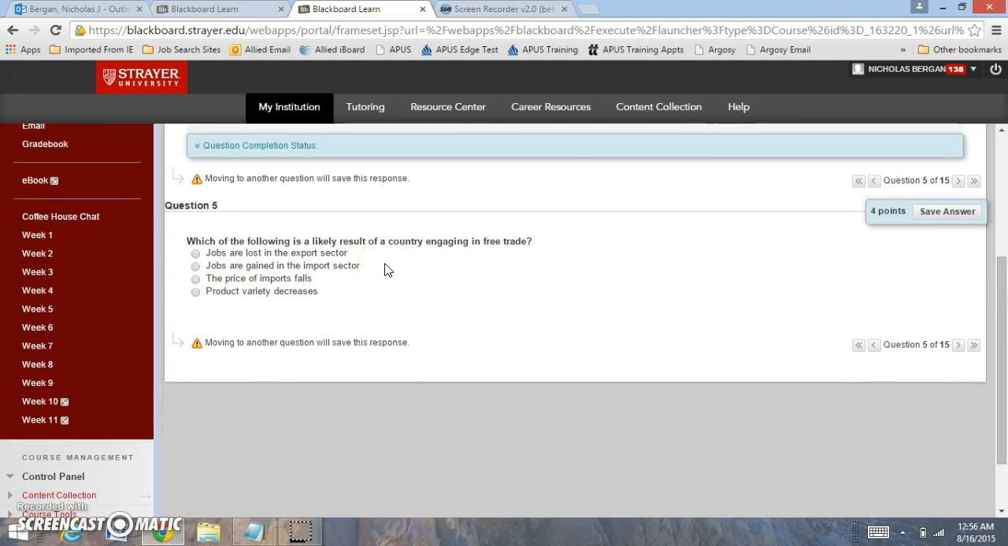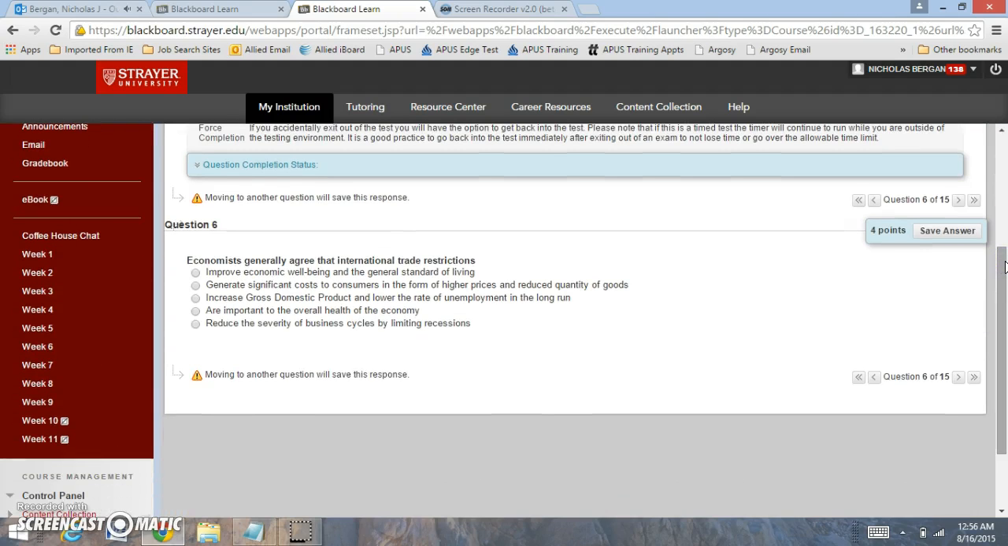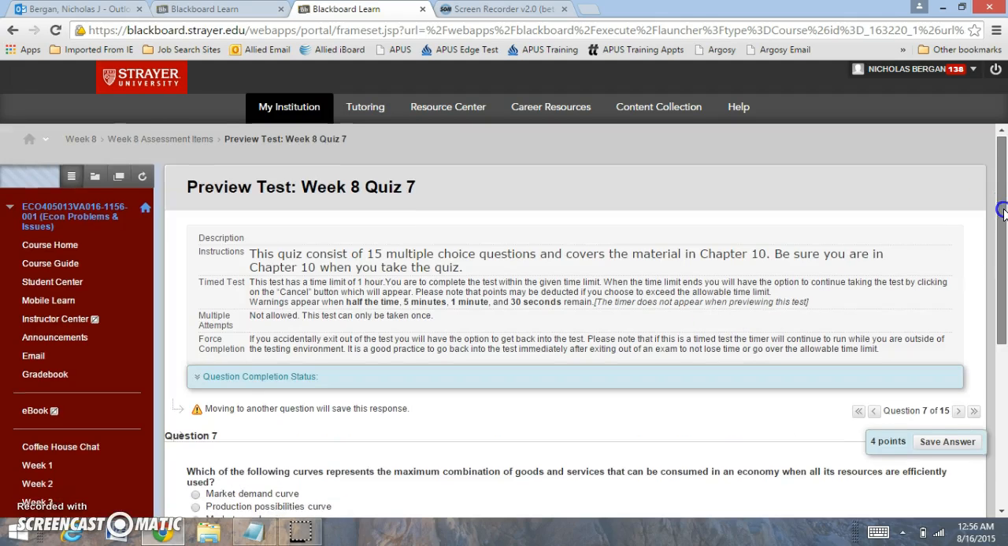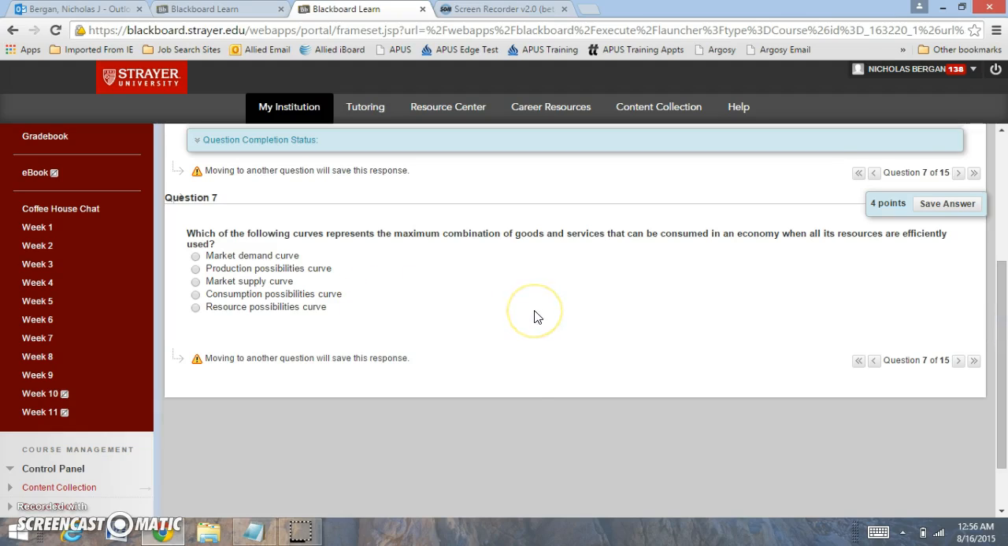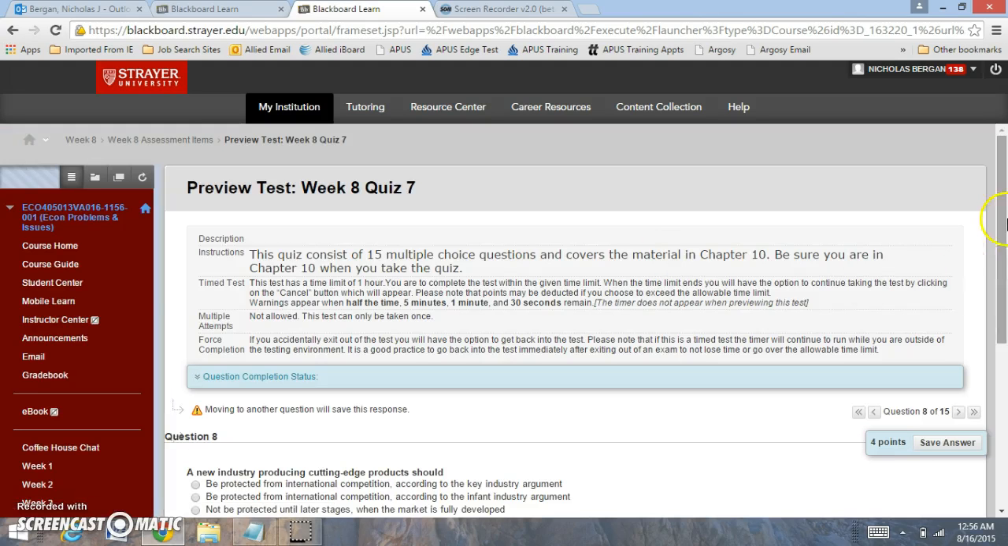What will be the likely result of a country engaging in free trade? Economists generally agree that international trade restrictions. What occurs with international trade restrictions? What graph represents the maximum combination of goods and services that can be produced? And when we look at our maximum efficiency as well.